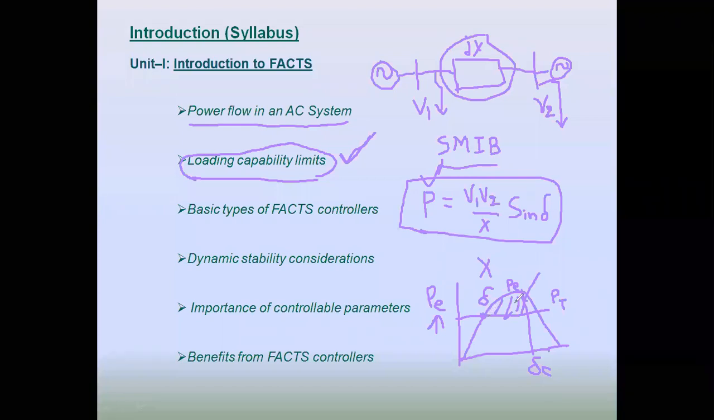When this electrical area is greater than this, then this is the decelerating area. This later we'll discuss for other points. This is called the transient stability limit. The extra margin we have, you can enhance using these FACTS controllers.